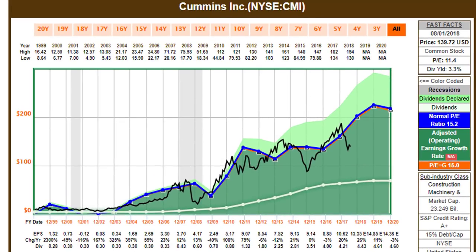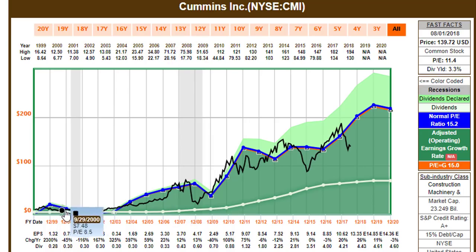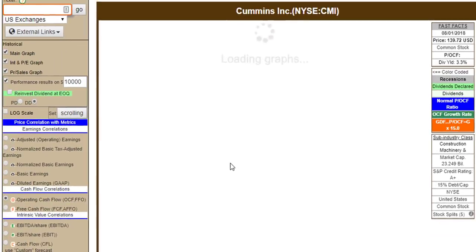But I do want you to notice the company does have moderate periods of cyclicality. We saw cyclicality during the Great Recession. We saw significant cyclicality during the recession of 2001. And the company maintained their dividend. They did not freeze it there, but their operating results suffered during those recessions. So that's something to consider when you're looking at a company like Cummins.